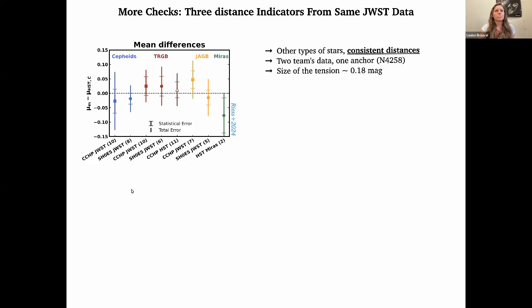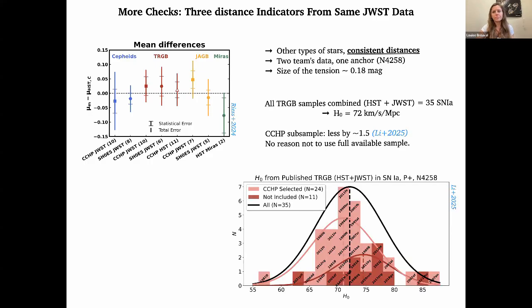I'll say a few words about these methods in the next slides, but basically they're independent and they give consistent distances. And we use two teams' data. Unfortunately, we only have one anchor so far, NGC 4258, but it's enough to give good conclusions. Really, these differences are nothing compared to the size of the tension, which would be 0.2 mag. So really, all these different methods agree in distances.